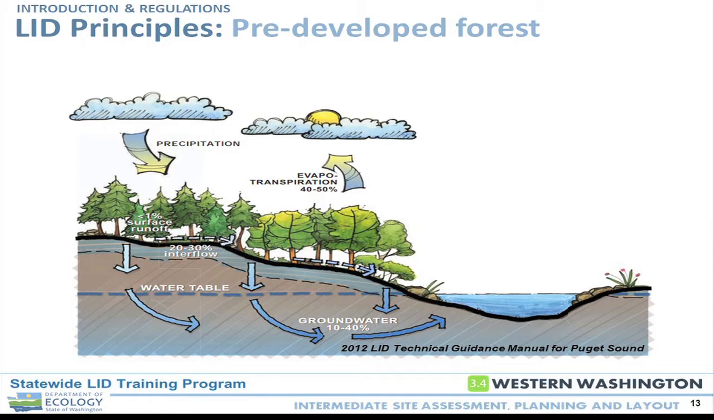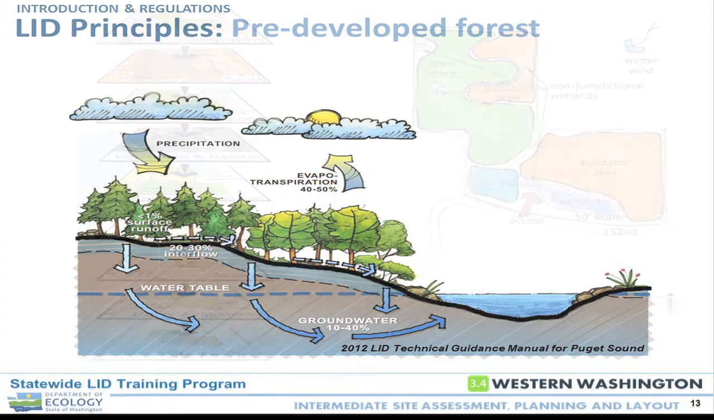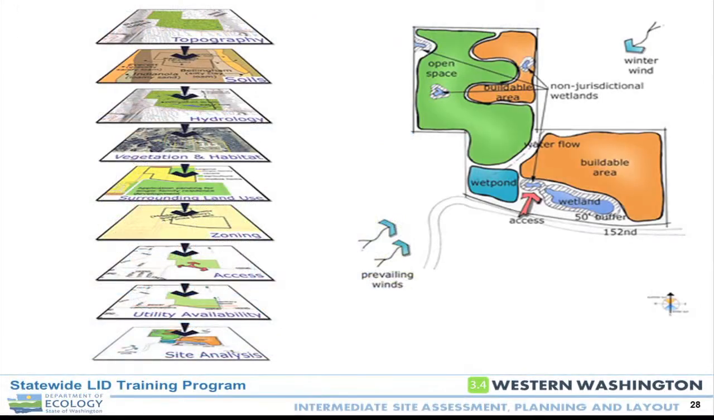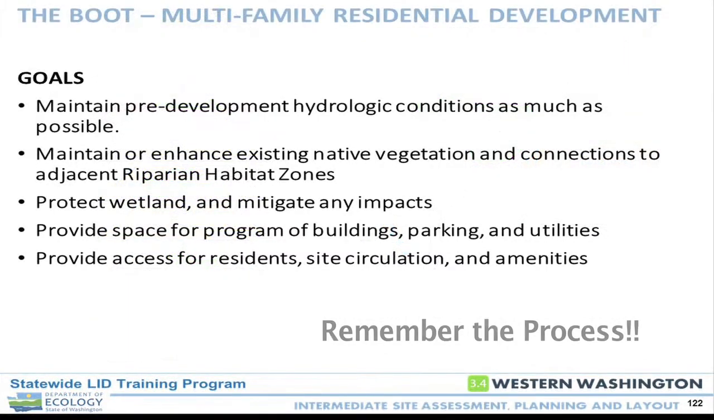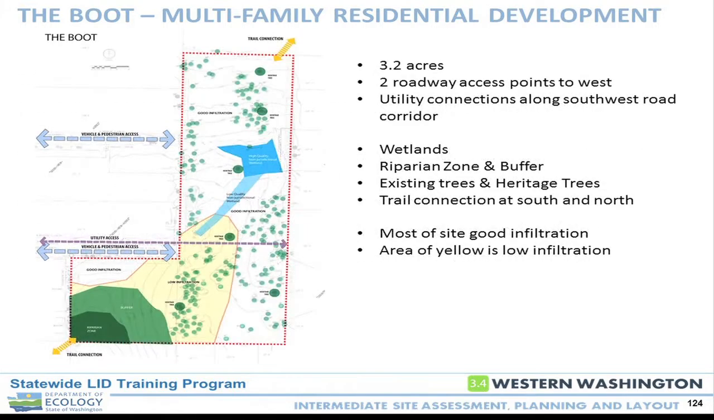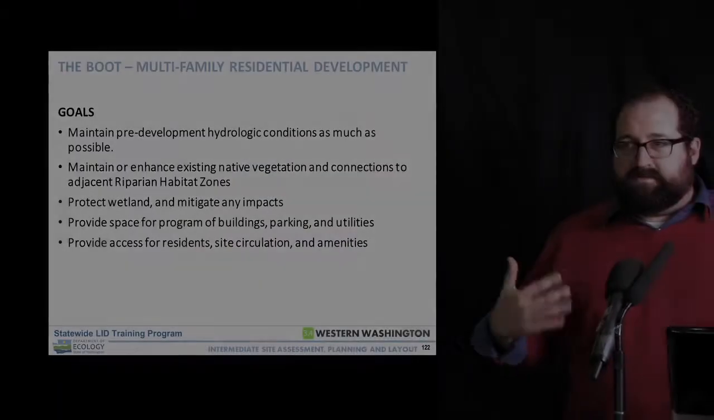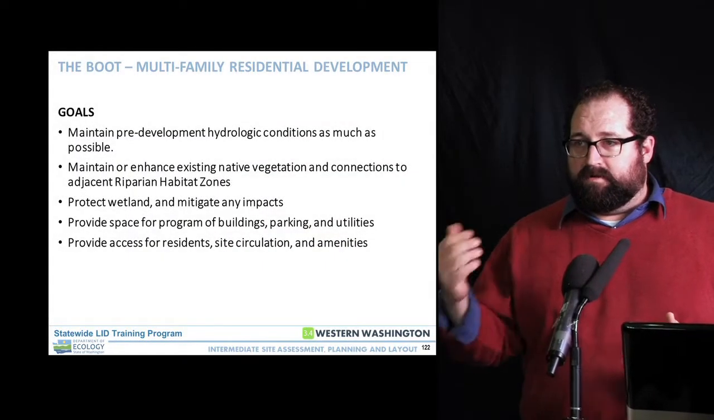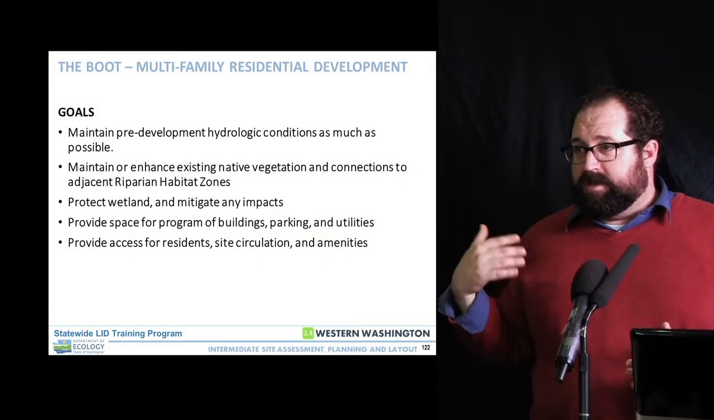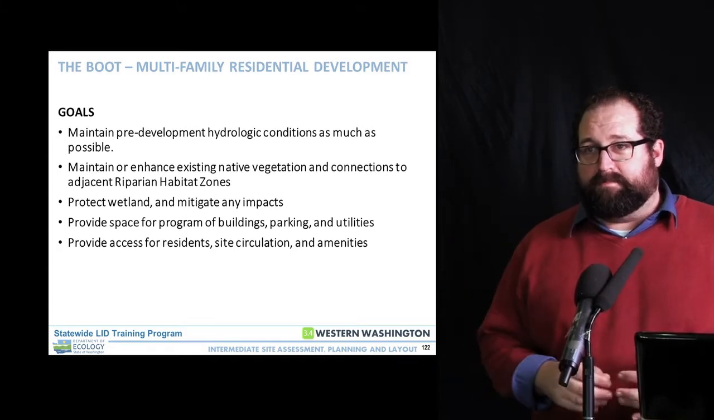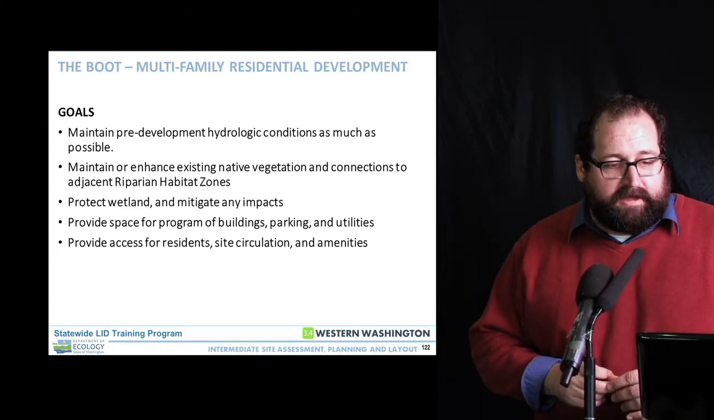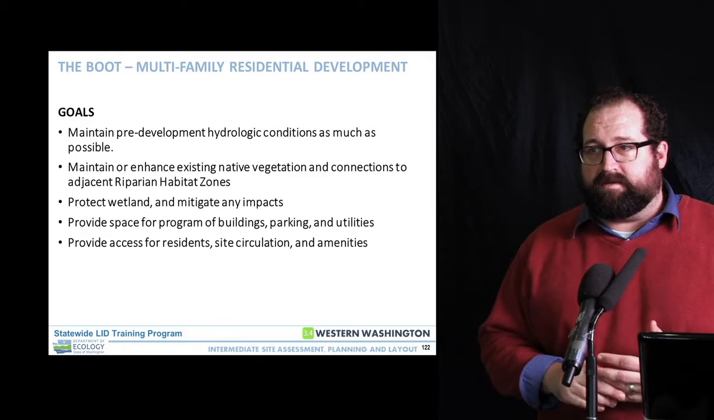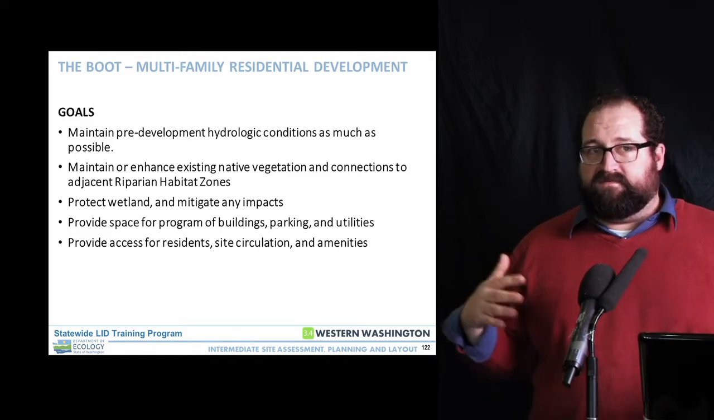So thinking about pre-development hydraulic conditions, being able to look at native vegetation, both existing trees, other areas, riparian habitat. There's wetlands: protecting, enhancing, potentially mitigating wetlands. It's a two-step process, but the idea is that we're eventually going to get some buildings and apply them to this site. And then thinking about some of the other stuff we talked about: access, amenities, views.